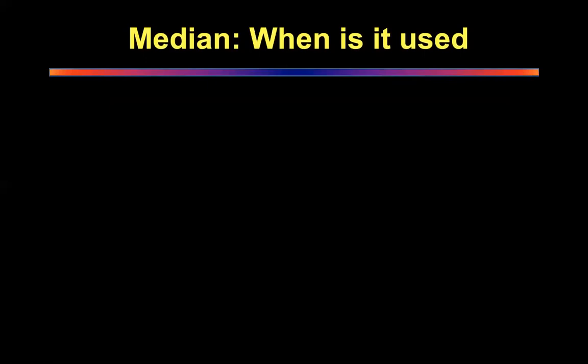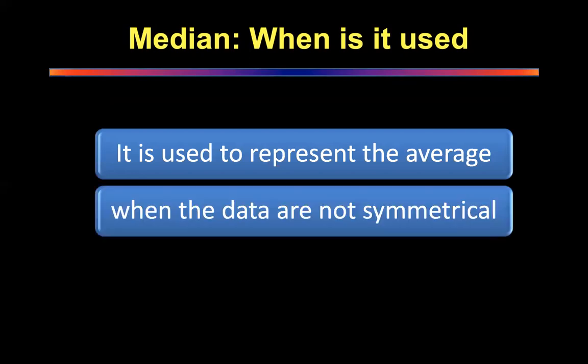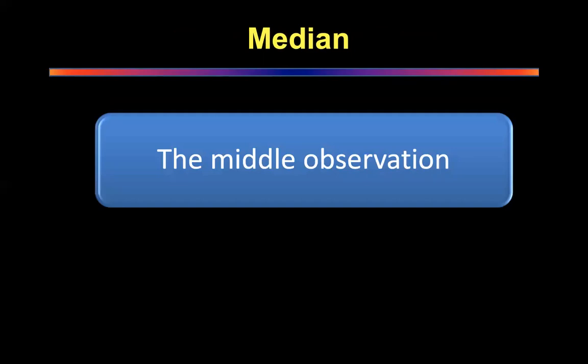So let's come to median. Clear? Yes, sir. Median is used to represent the average when the data is not symmetrical. When you have skewed data, then median is okay to be used. Remember, whenever somebody asks you when should you use median, the answer should be: to represent the average when the data is skewed. That is the answer. So what is median?